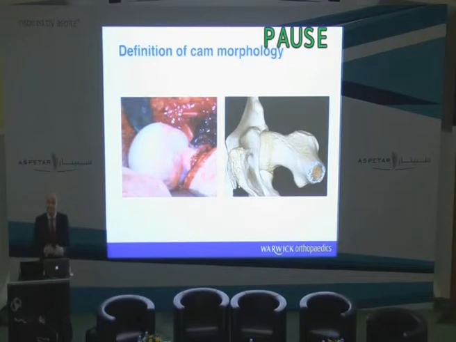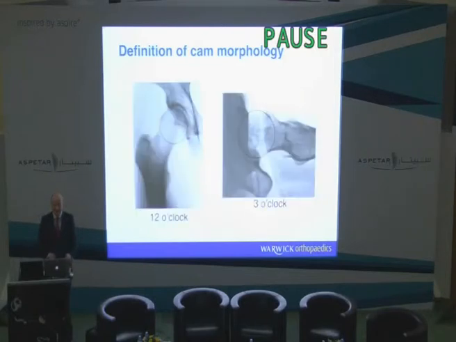Well, how can we define those? Well, in a sense, if we talk about a cam to start with, it's sort of obvious when you see it. Here's a bulge of bone at the head-neck junction, and you can see it at this operative view during open surgery, and you can see it on this CT scan with 3D reconstruction. But for epidemiological studies, we really need a way of defining it by measurement. Now, we might try and do it with plain X-rays. And here's an AP X-ray and the same patient in lateral.